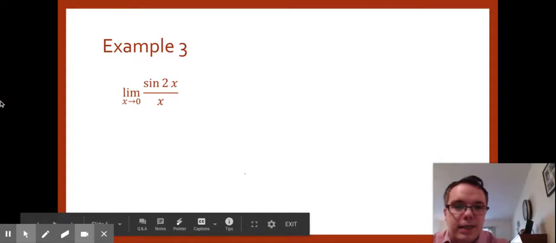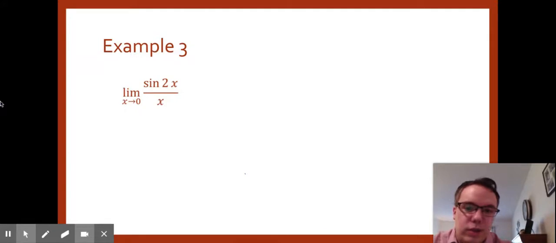All right, our third example. Something I should have been emphasizing more earlier is we should be double checking if we could just plug in 0. If I did plug in 0 in this equation, I get a 0 in the denominator. So I do have to keep using one of those two properties from before. And for this one, we have the sine of 2x over x.